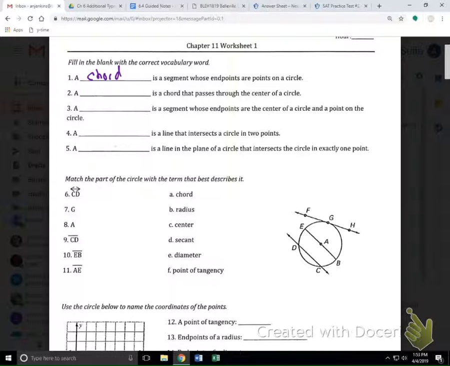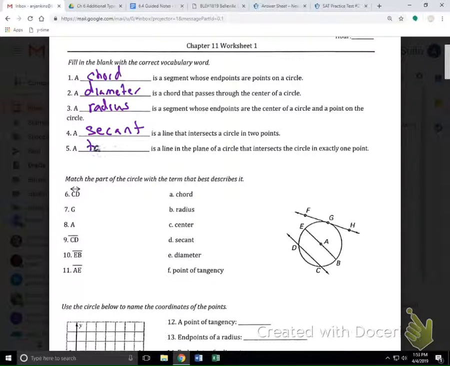Who can raise their hand and tell me? Jim. It's a diameter. Okay, a blank is a segment whose endpoints are the center of the circle and on the circle. Ashley? Radius. A blank is a line that intersects a circle at 2 points. Cam? Secant. Yep, secant. And then our next one, Jim. A blank is a line in a plane that intersects a circle at exactly 1 point.